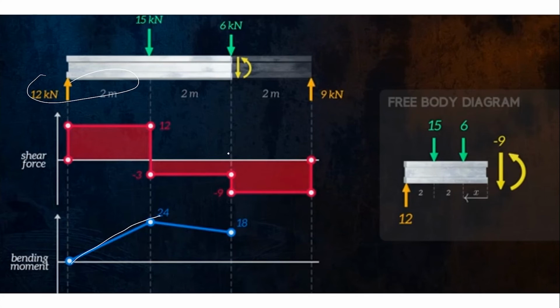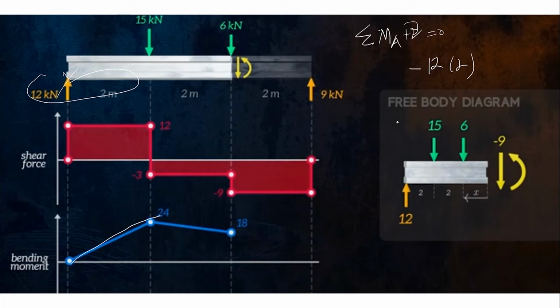If we are going to sum up the moment, let's do the summation of moment about A. Clockwise is positive, equals 0, and the same goes for counterclockwise. So when the moment is here, what are the forces? Going down is 12, so 12 times 2, negative, right?